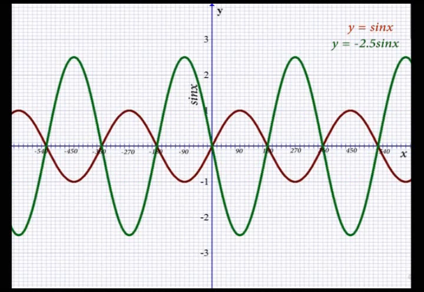If we multiply by a negative number with a magnitude greater than 1, we will see both changes. We will see a reflection about the x-axis, and we will also see a stretch or compression. In this case, multiplying by -2.5, we have a reflection and a vertical stretch by a factor of 2.5.